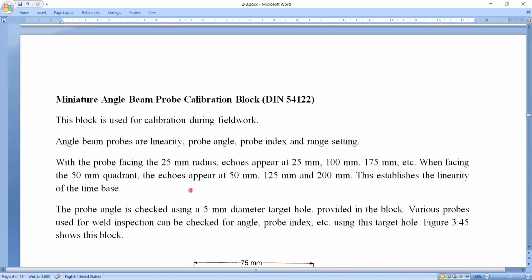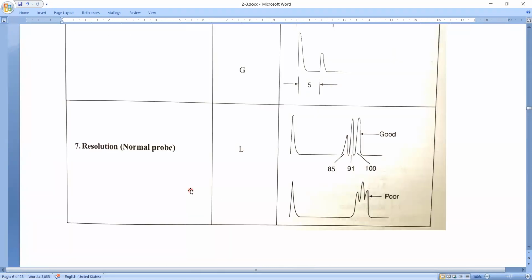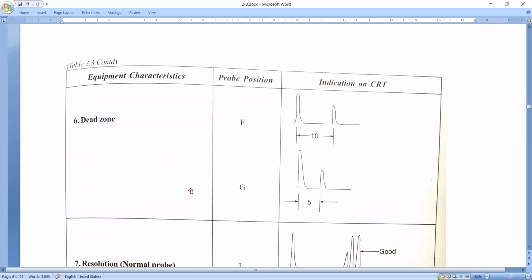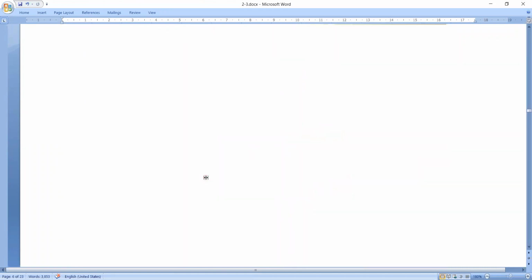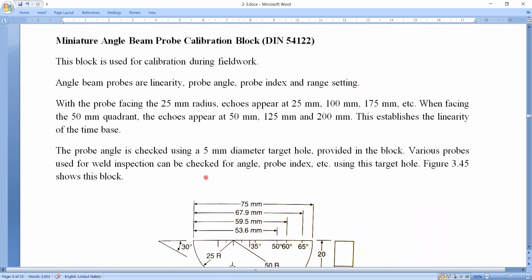Here we have one more block. I just moved this table simply because all these are the CRT displays, the standard displays. We test that block with your equipment. If the display is similar, the equipment is good. If there are any deviations, we can check the sensitivity, resolution, and other things of the equipment.